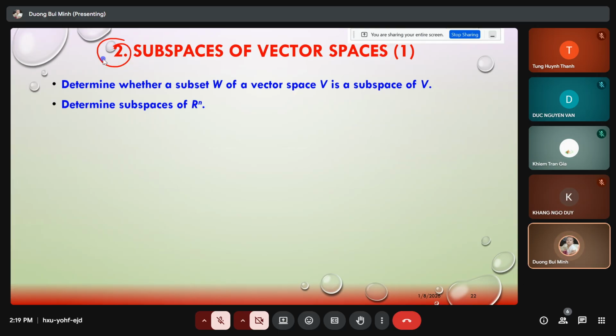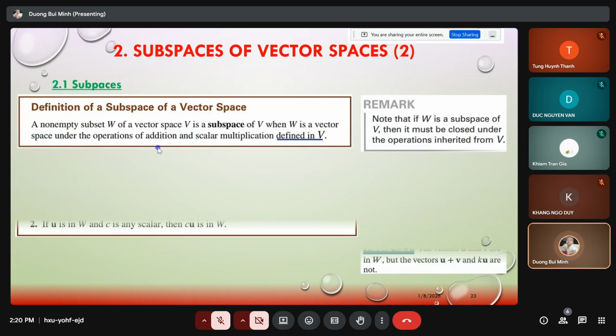So we determine whether a set W of a vector space V is a subspace of V or not. We have many subsets, but you need to demonstrate that a subset is a subspace, and determine the subspaces of R. This is the key content of session 2. Now we have the definition. You have 3 minutes.